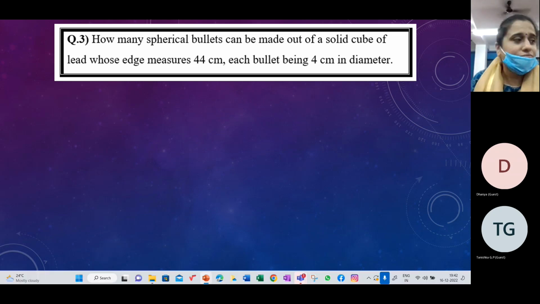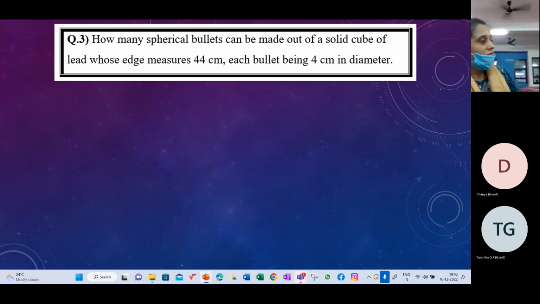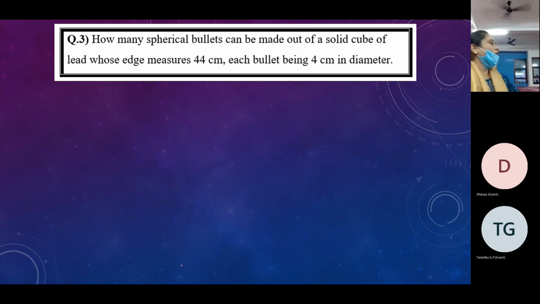Who can tell me the equation? Yes, Arjun, what's the equation in words? Volume of the solid cube is equal to the total volume of all the spherical bullets, correct? Yes, in your words, Madhumita: volume of the cube is equal to the volume of all the spherical bullets. Okay, very good.